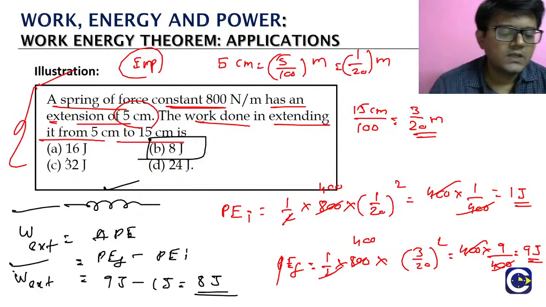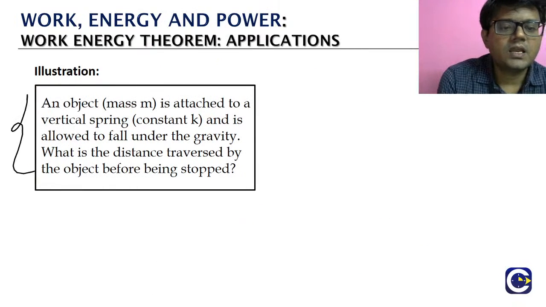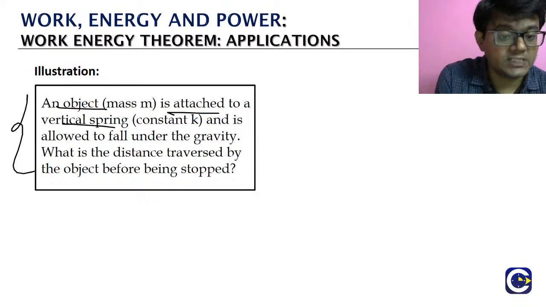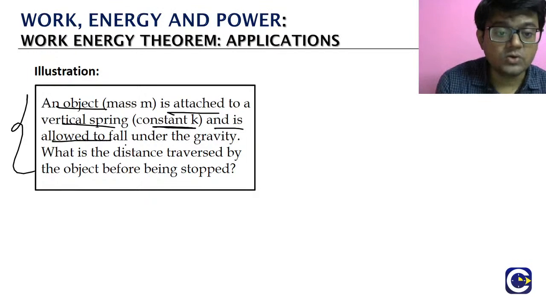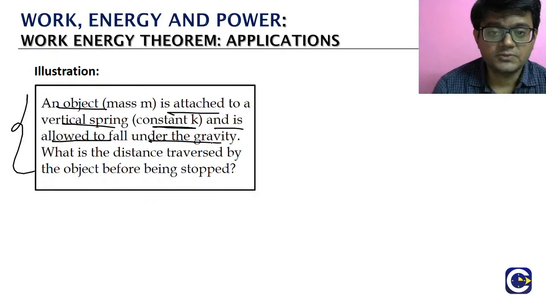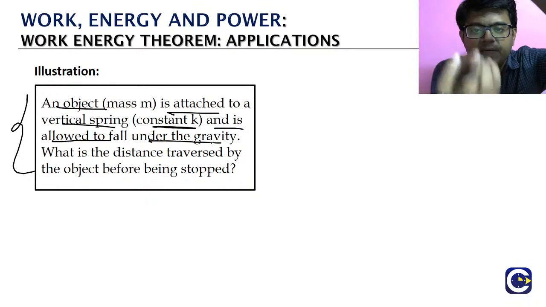Okay? So we will go to the next question. Look at this one. An object of mass m is attached to a vertical spring with spring constant k, and is allowed to fall under the gravitational force. Means the object is attached to a vertical spring, right? When we release it, what is going to happen?